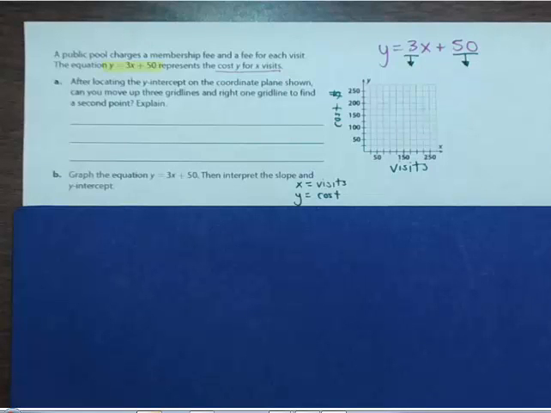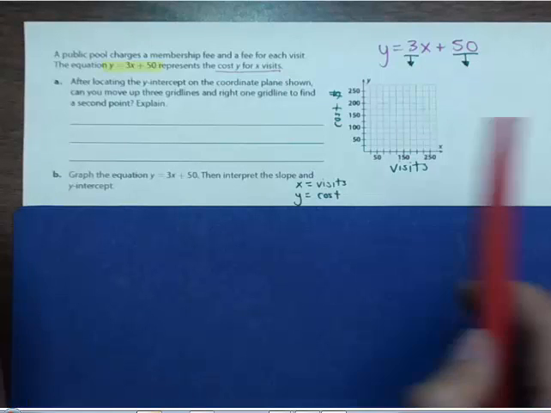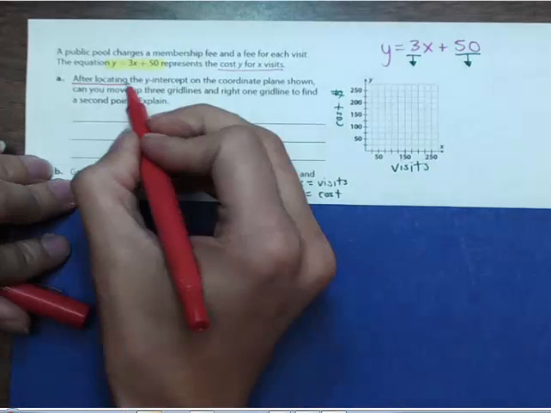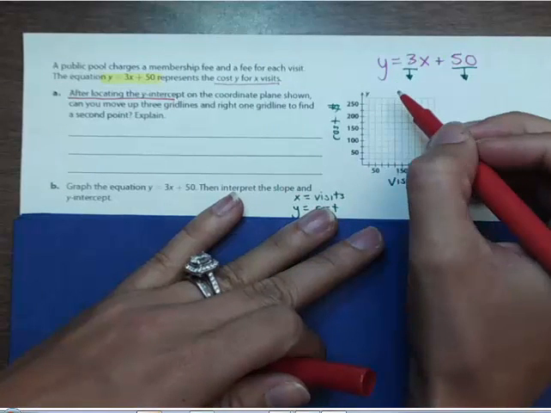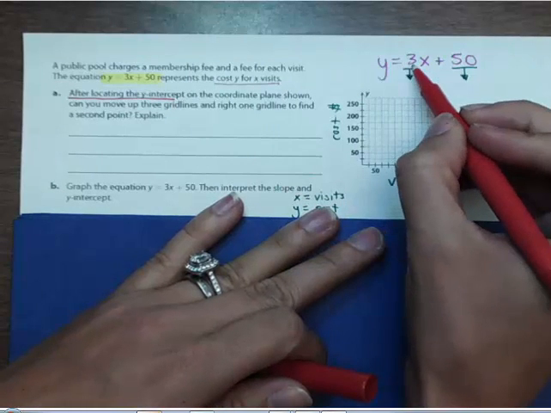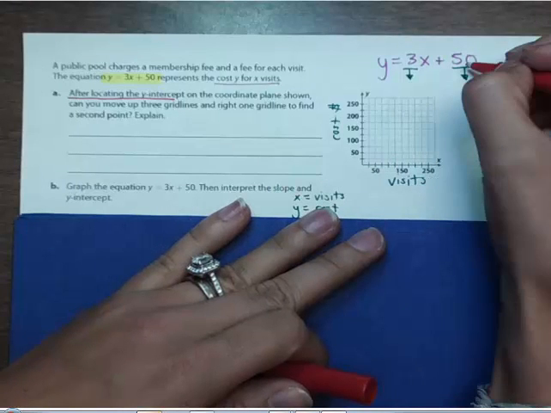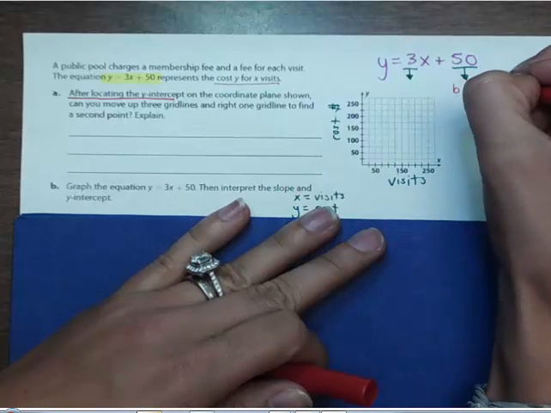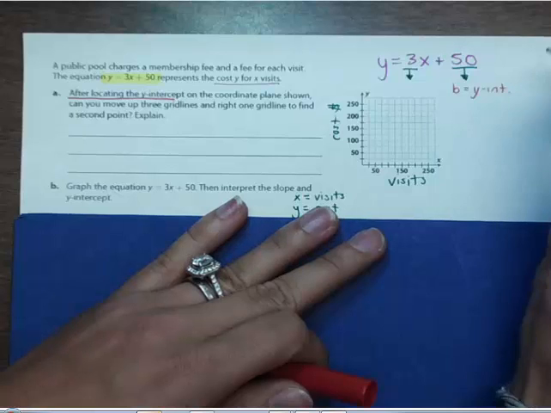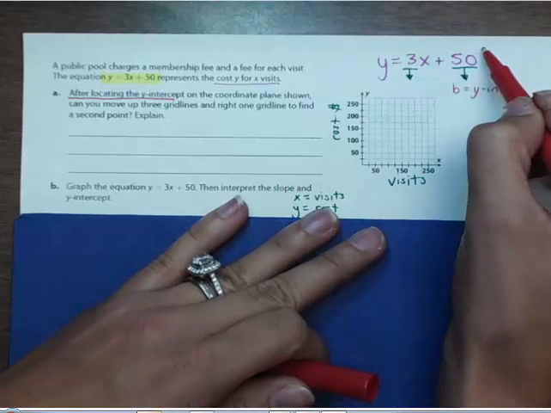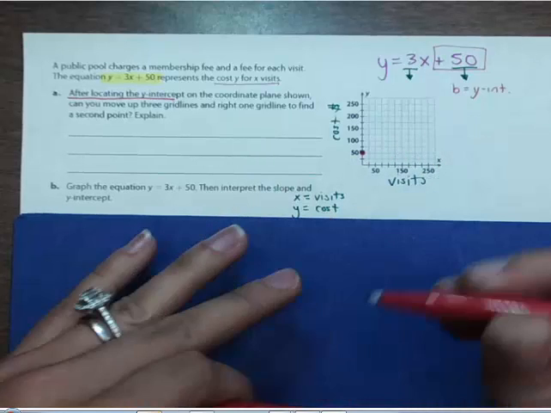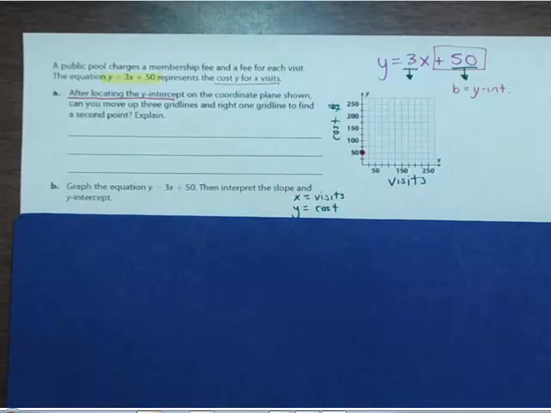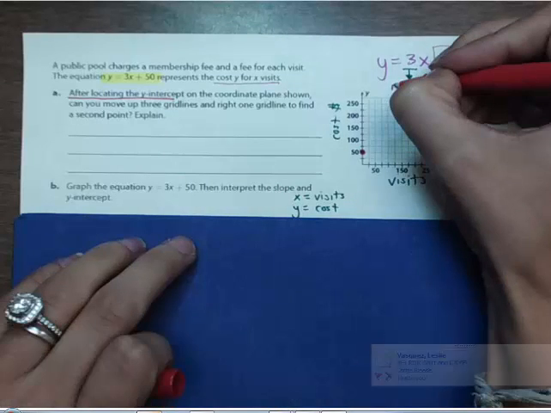So first, I have to locate that y-intercept. Now, I already have been given the actual equation in slope-intercept form. So, y equals mx plus b, and I remember that my b part really represents my y-intercept. So in this equation, the plus 50 is my y-intercept. So I'm going to go ahead and plot that point. Now, if I were to plot the other points on this graph, I would actually use the m, which is my slope, and this is labeled in this problem with 3.